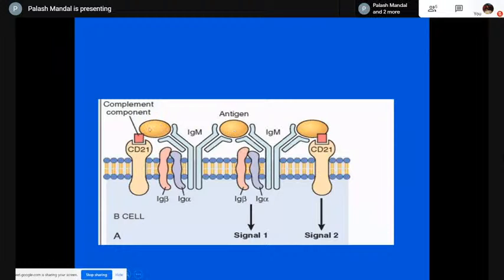Okay, so this is presenting this IgM, that is the immunoglobulin. This is the receptor and it is presenting the complement, presenting the antigen, and there is a complement component also, and this recognition is done by the CD21, which is on a B cell. Okay, so you see all these cells will only recognize antigens when the antigens are properly presented to them.